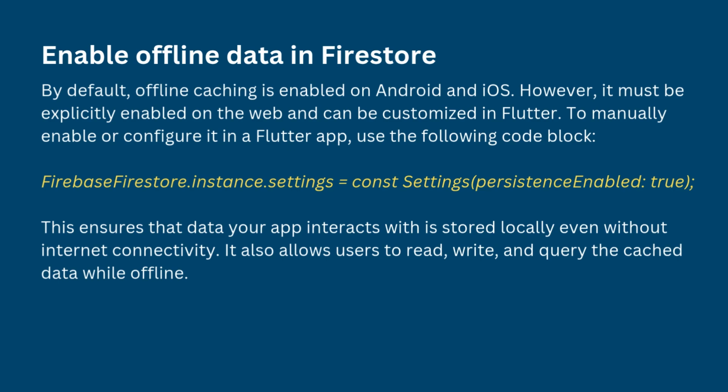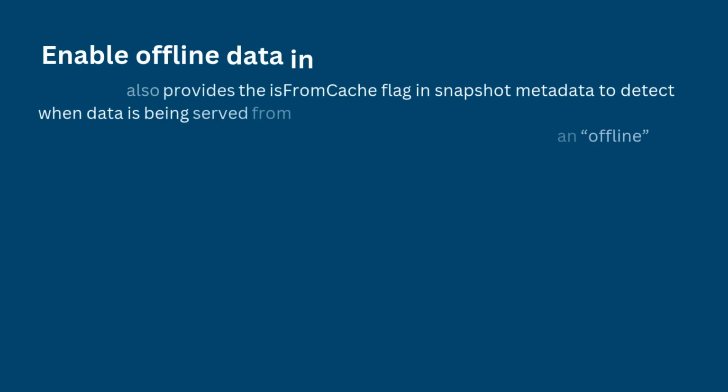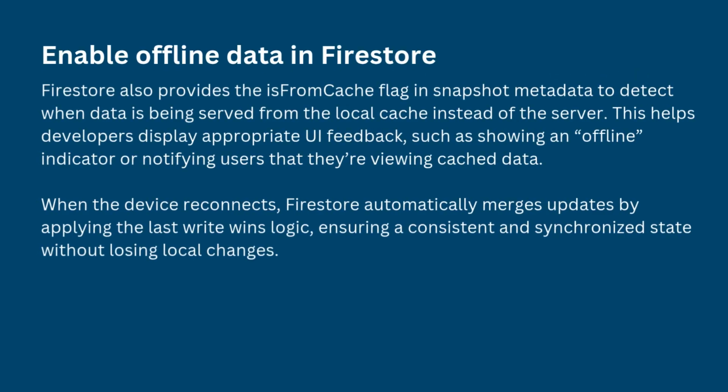To manually enable or configure it in a Flutter app, use the following code block. This ensures that data your app interacts with is stored locally even without internet connectivity. It also allows users to read, write, and query the cached data while offline. Firestore also provides the isFromCache flag and snapshot metadata to detect when data is being served from the local cache instead of the server. This helps developers display appropriate UI feedback, such as showing an offline indicator or notifying users that they're viewing cached data.